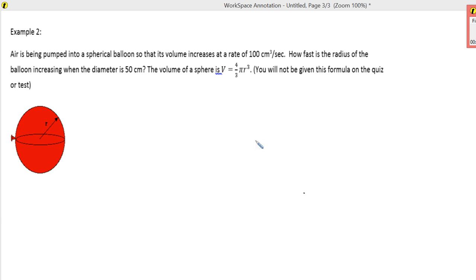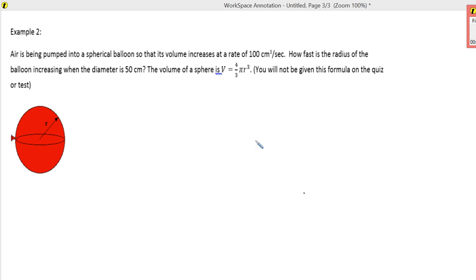Okay, so this is example 2. In this example, we have air being pumped into a balloon in the shape of a sphere, and we want to know how fast the radius is changing. So when you're given a problem like this, you want to start by asking yourself, what do you know?